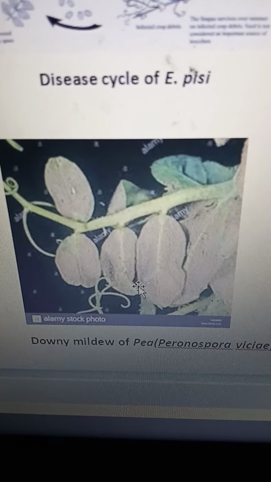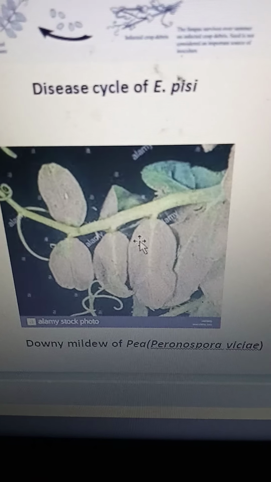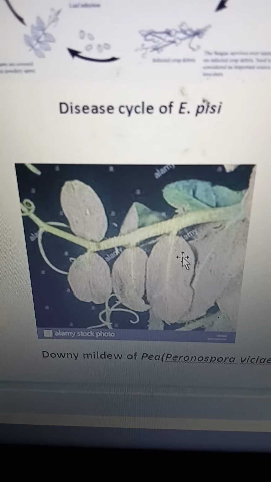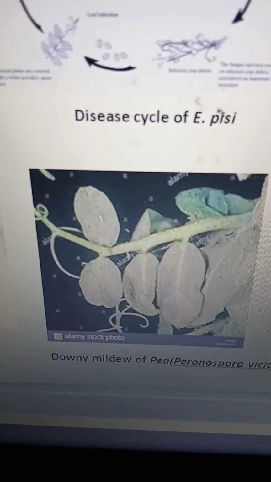And another disease is downy mildew of pea, which is caused by the pathogen Peronospora viciae. These are the growth on the lower surface. Actually, these symptoms, they will form mostly on the lower portion of the leaf. That's why the name downy mildew is given to the symptoms.